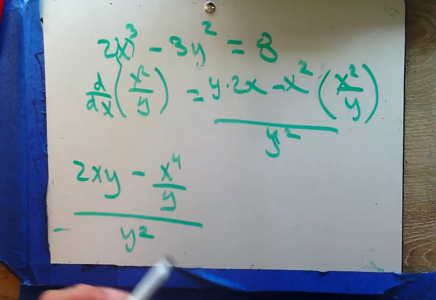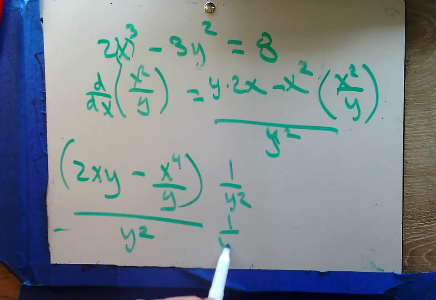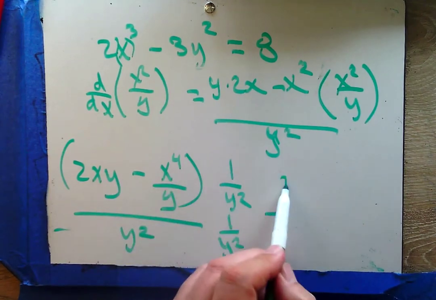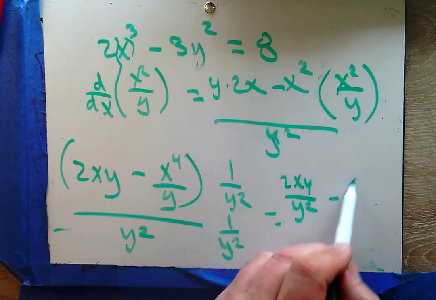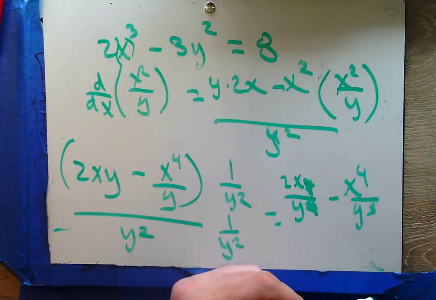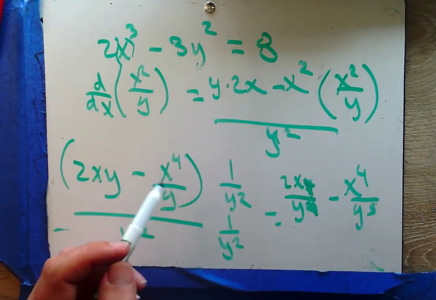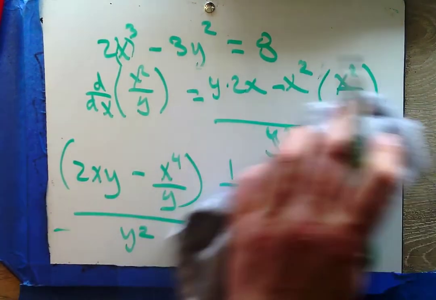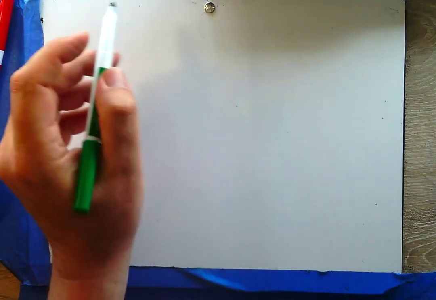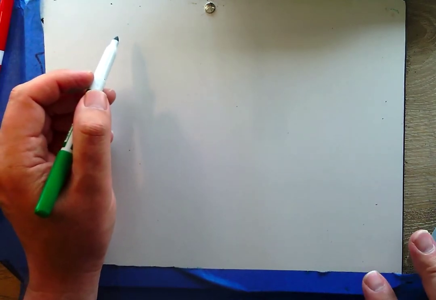You can certainly tidy this up if you want. I'm going to multiply top and bottom by 1 over y squared. And so I end up with 2xy over y squared minus x to the fourth over y to the third. I guess I could take out that and that. Or I can have a common denominator now. Though I guess maybe you should bother, because this is sometimes a free response question, but it's also sometimes a multiple choice question. And of course the multiple choice will always simplify.